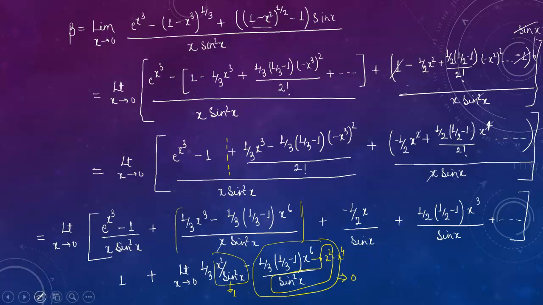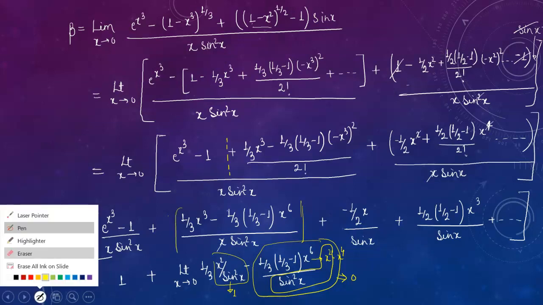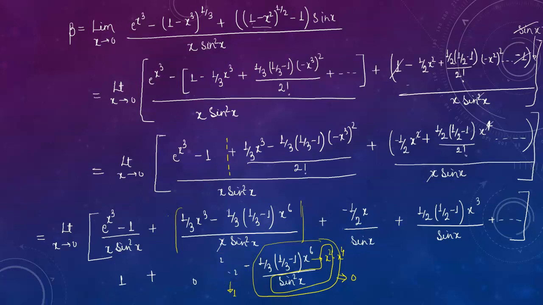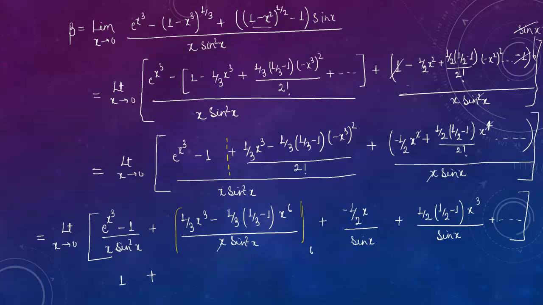So I have explained here what will be the value after breaking this term. For solution purposes you can pause here and write whatever you want to write. So this will also give me 1 upon 3, and this will also give me 1, so here will be minus 1 by 2. Okay, this was the simplest.